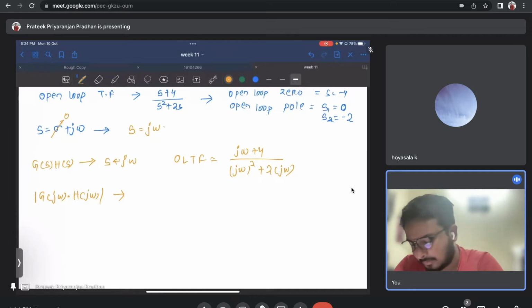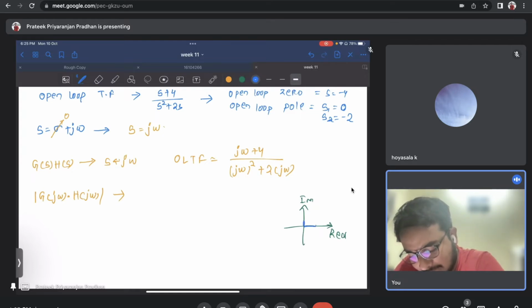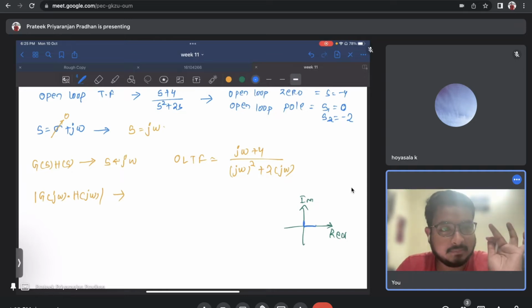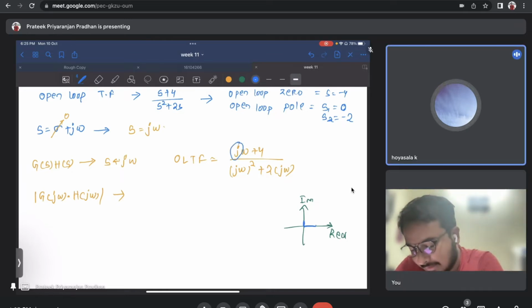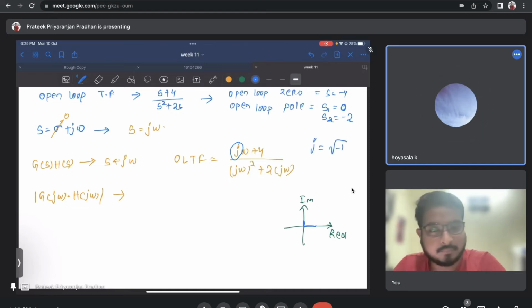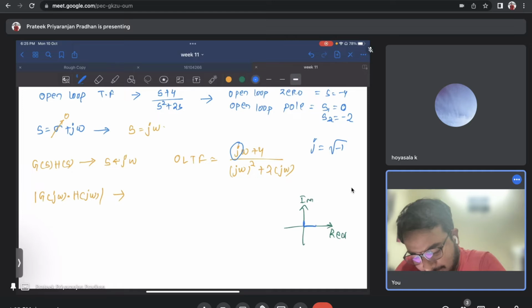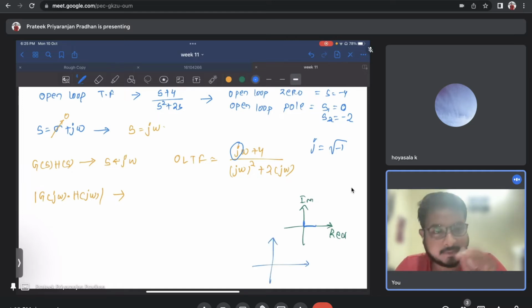Okay, just a simple catch up. You know this j omega plus 4 is in the complex plane. If this is the real axis and this is the imaginary axis, I can write it as 4 in the real axis and 1 j omega in the imaginary axis. Correct? Because j here is the square root of negative 1.